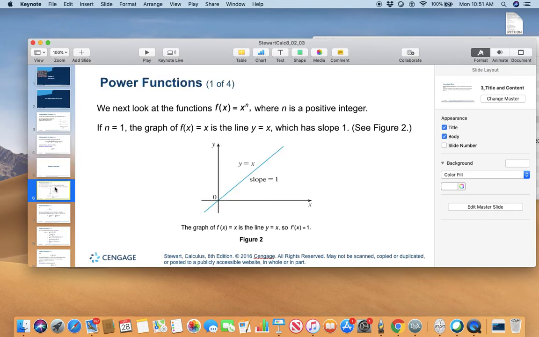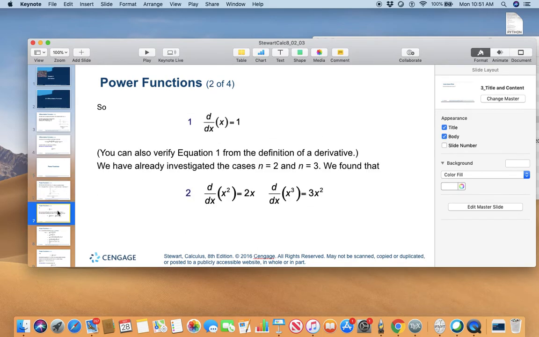Now let's go to power functions. f(x) equals x to the n. When n equals 1, the graph of f(x) equals x is the line y equals x. Notice this has slope 1, because rise of 1, run of 1, rise of 1, run of 1, and so on. So we are expecting the derivative of y equals x to be 1. You can verify this using the definition of a derivative.